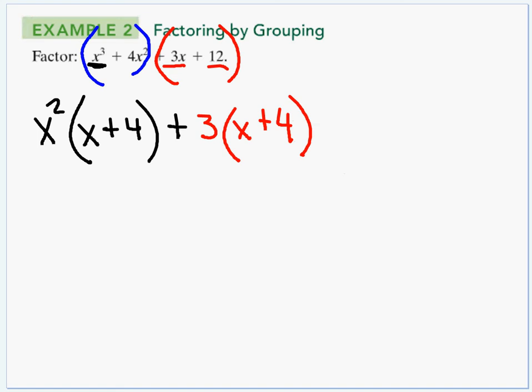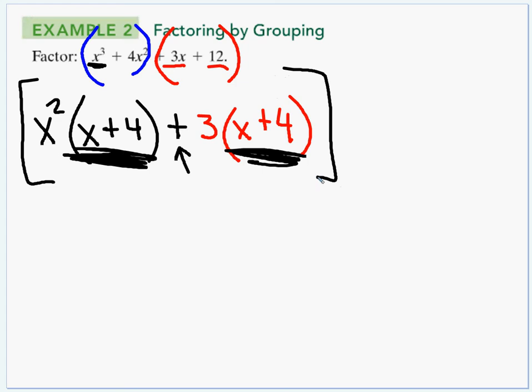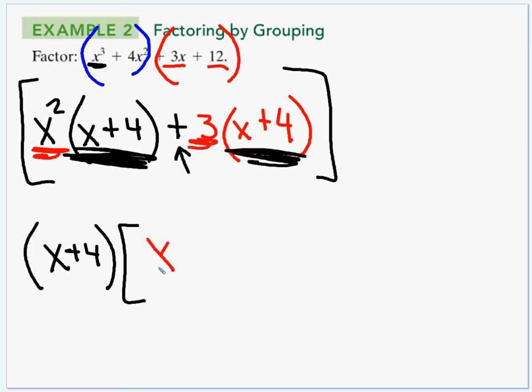Now, the key here, to keep this problem going, now it looks like example 1, part B. Here's an x plus 4 term that's common on both sides of this plus. So if I put a set of brackets around that, and we pull out that x plus 4 term, it comes outside as x plus 4. And then what's left inside is our x squared and a plus 3. x squared plus 3. And it's factored by grouping.